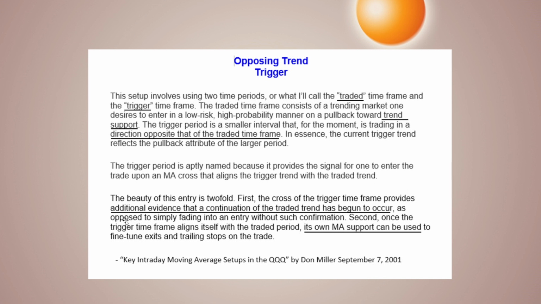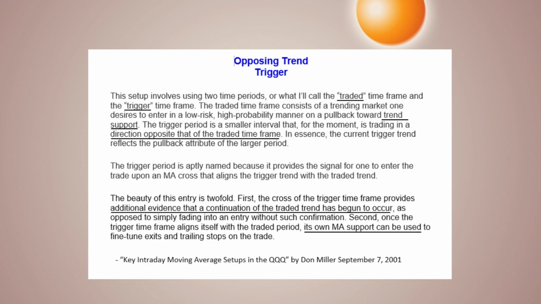And what he says here, I completely agree, and I've been saying for years now that the reason why this is so powerful is twofold. Number one, it's additional evidence that the continuation of the traded trend has begun to occur. So that means it improves your timing. That's what he's saying here. And second, once you've gotten in the trade through the trigger, its own MA support can be used to fine-tune exits and trail stops. So it lowers risk. Those are the two reasons why I like to use this opposing trend method and why I really use multiple time frames.